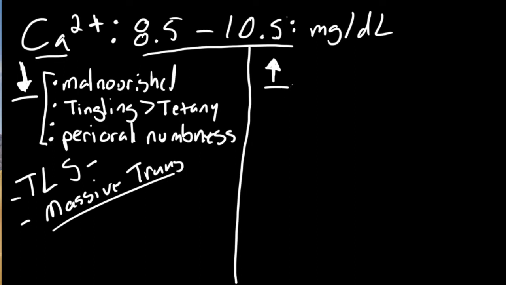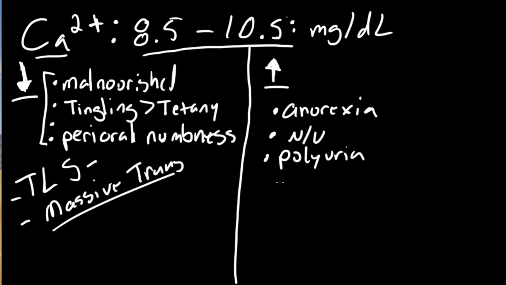Increases in serum calcium. So you'll see your patient might have anorexia, might be anorexic. All right, so we're talking about intake at this point. They might have nausea, vomiting. Okay, they might be polyuric, obtunded. They might be confused, so altered mental status.